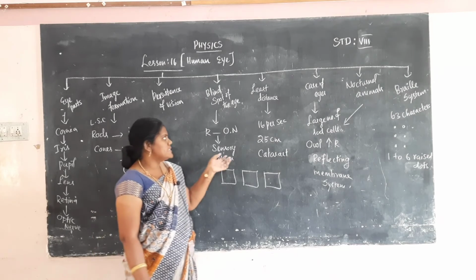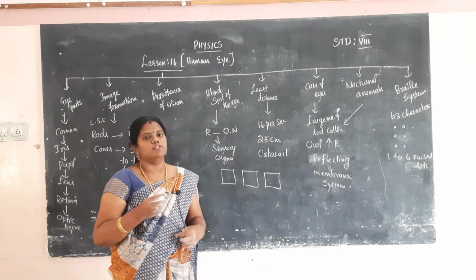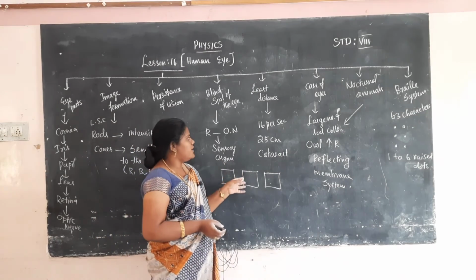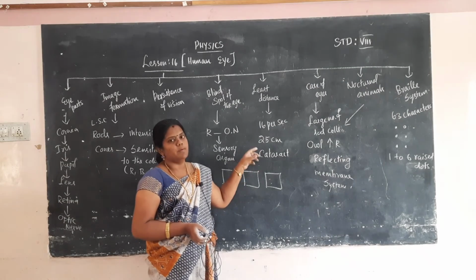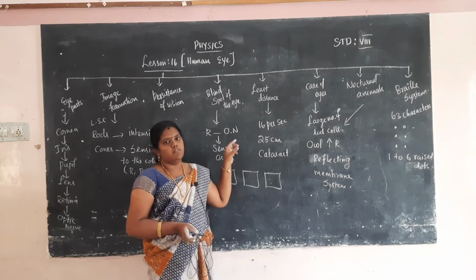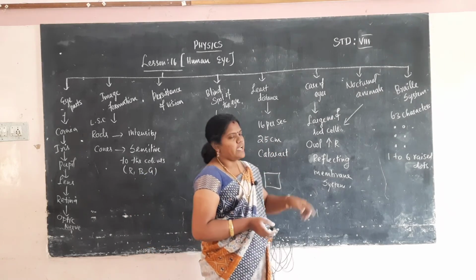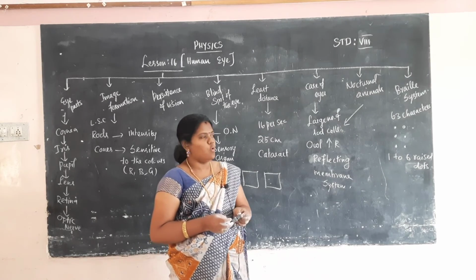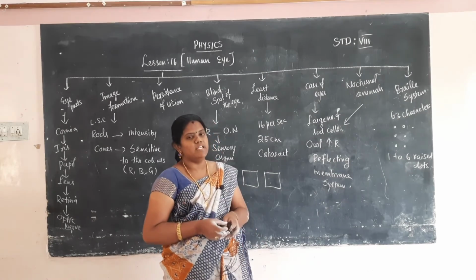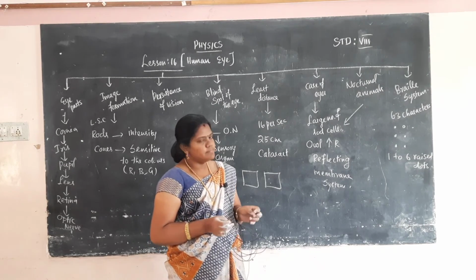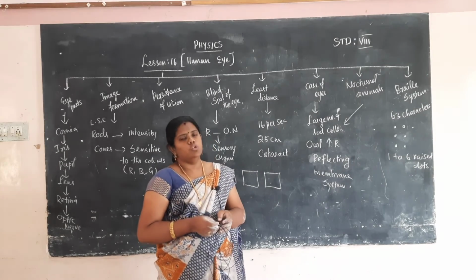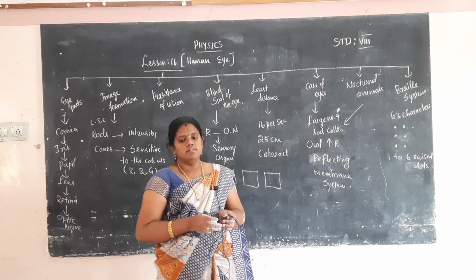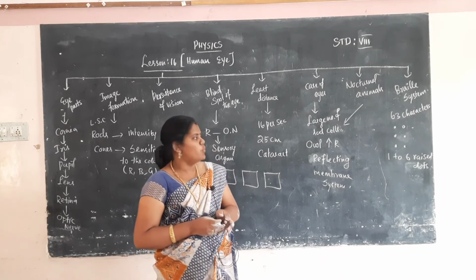Okay. Then least distance. What is the minimum distance required to see a perfectly clear image with our eye? That is 25 centimeters. Then how to care for the eye? Don't watch TV and computer for a long time, always clean your eyes with cold water, and don't read in dim light.